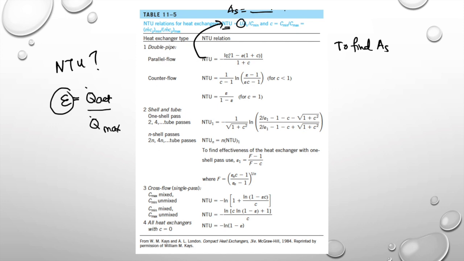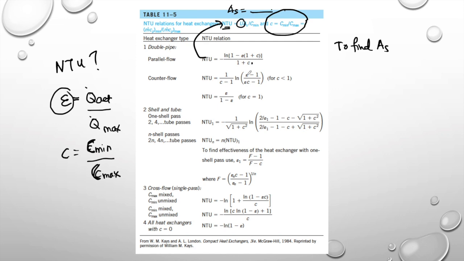We have NTU value, ln of (1 minus epsilon times C) divided by (1 minus epsilon). So in this table, again, we have to calculate what is the C. So C equal to C minimum divided by C maximum. Sorry, this capital letter C. Okay, C minimum divided by C maximum.